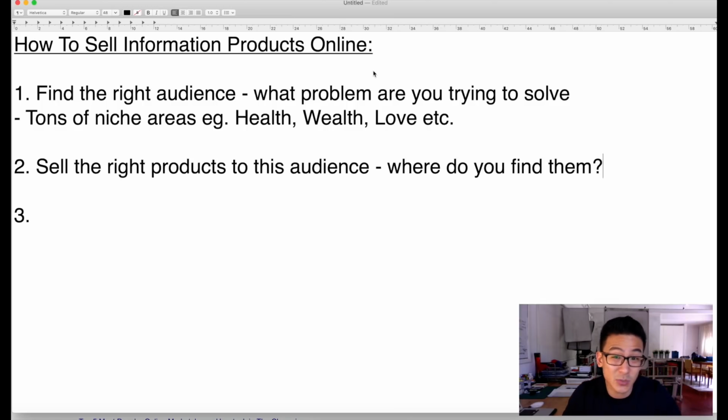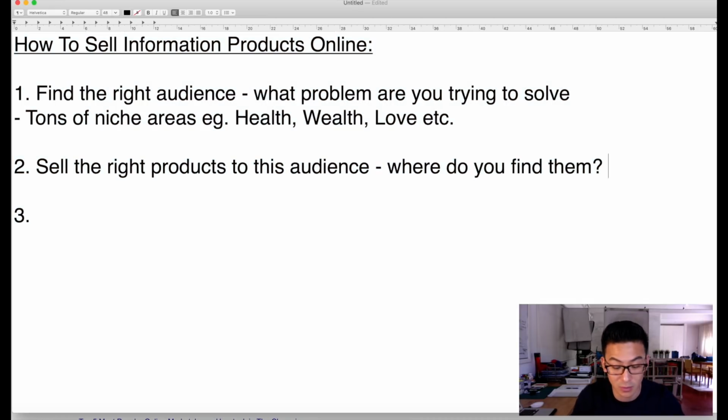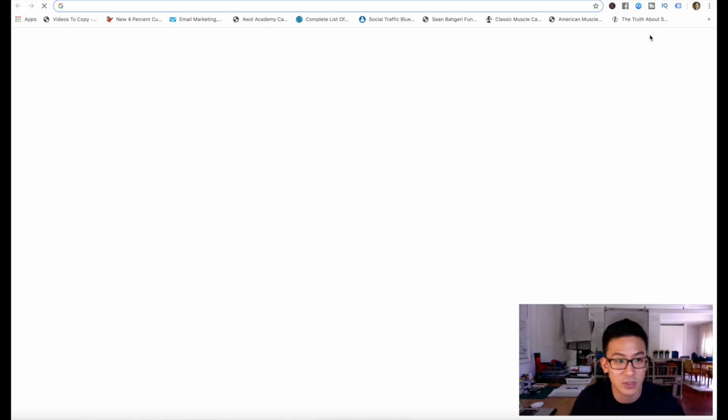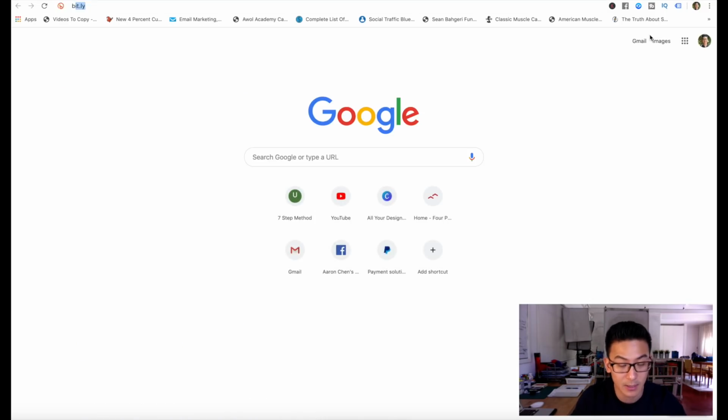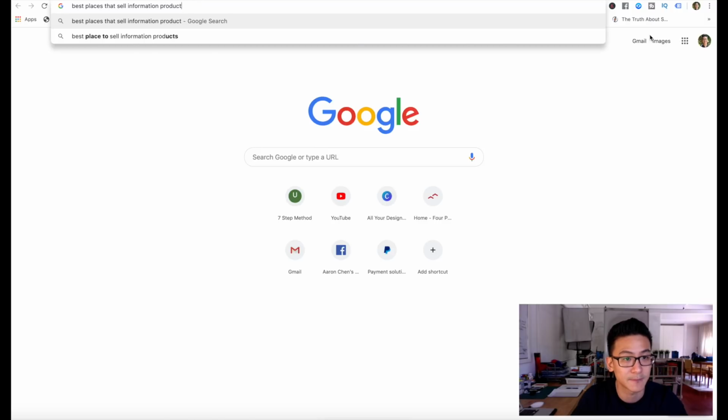The easiest way is just to go to Google and ask Google exactly where to find these products. If you have questions about any part of your business that you don't really understand, the best place to go is Google. Ask Google. It's a very, very easy way. So I'm going to go straight to Google now, and I'm going to type out the best places that sell information products.